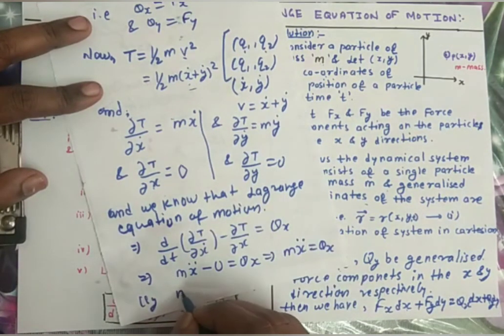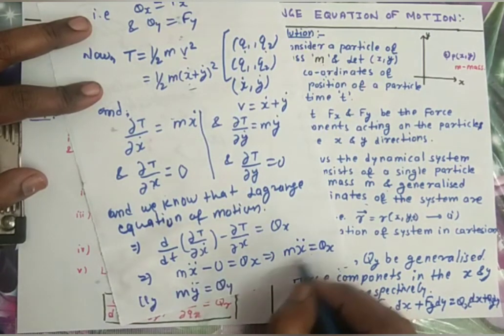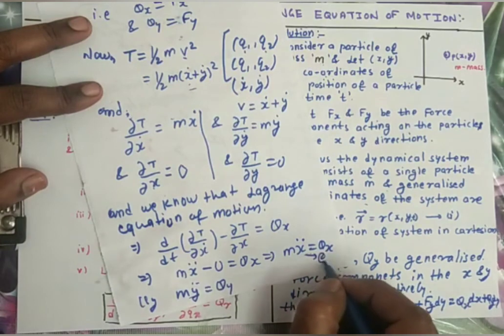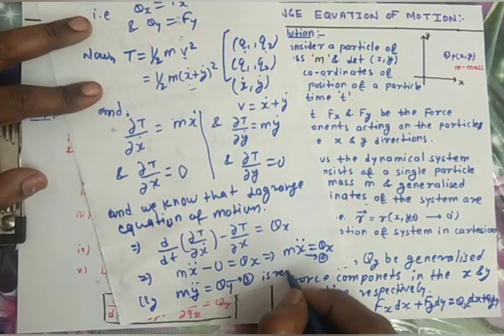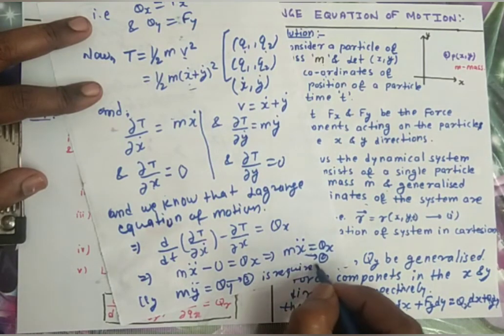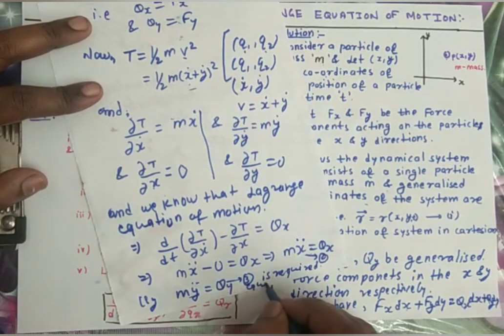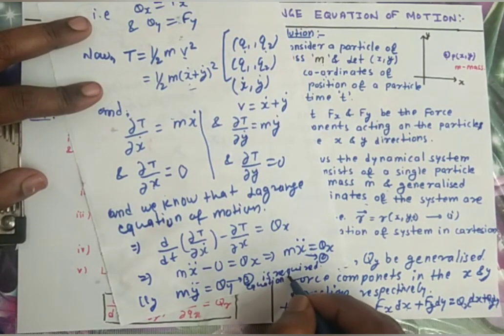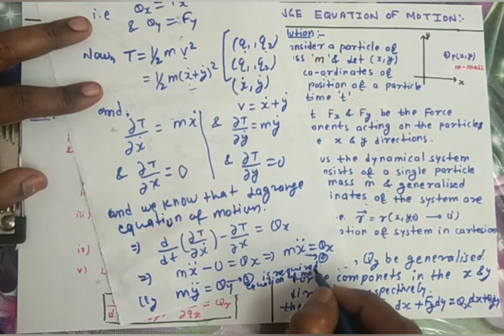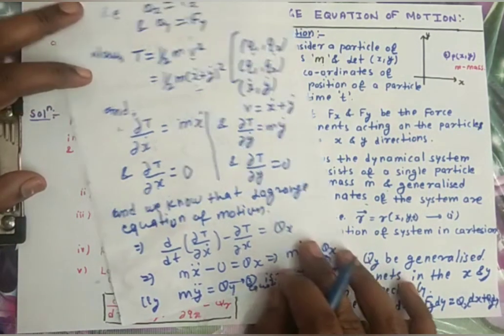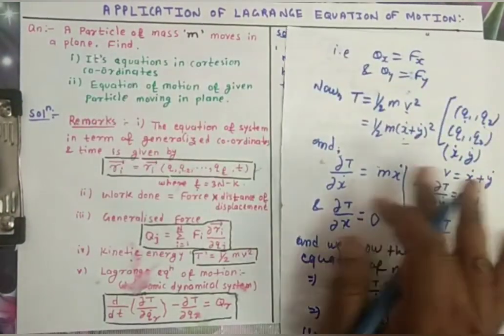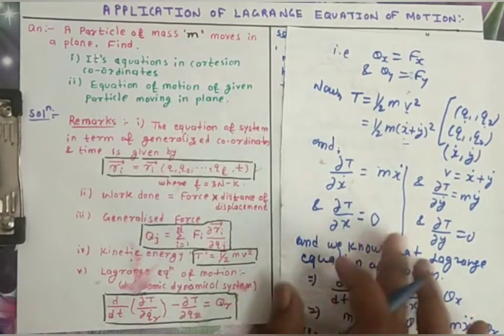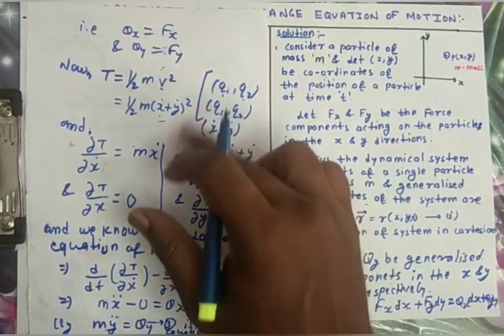Similarly, m y double dot is equal to Qy, and those two equations, equation 2 and equation 3, are the required equations of motion for our given system. So this one is first, this one is second, and this one is third.